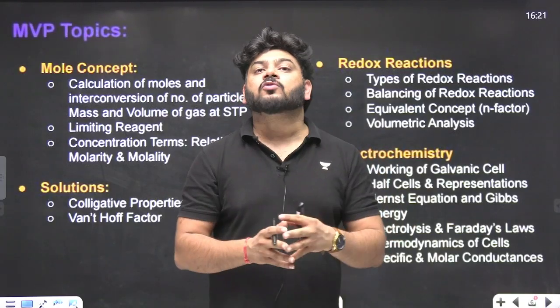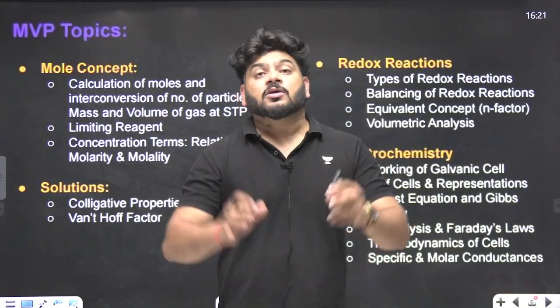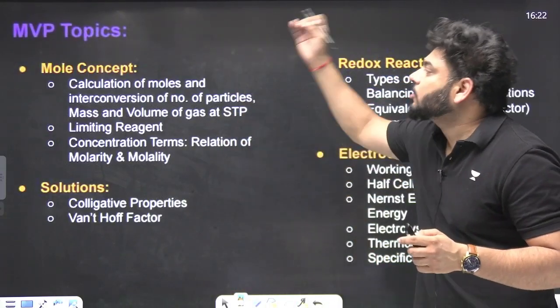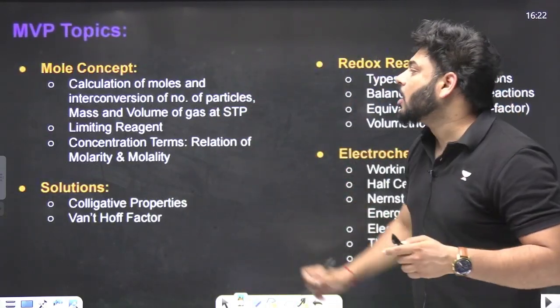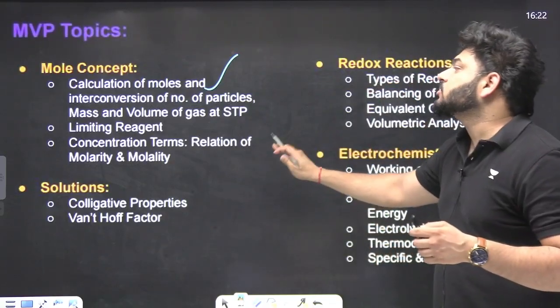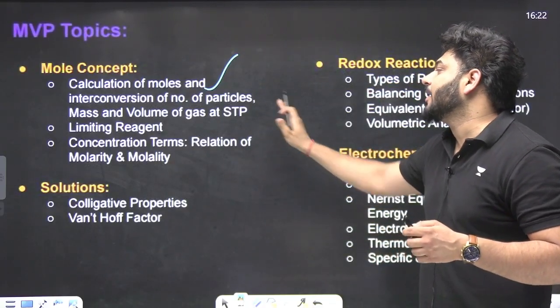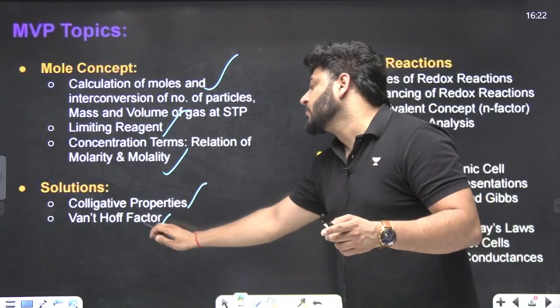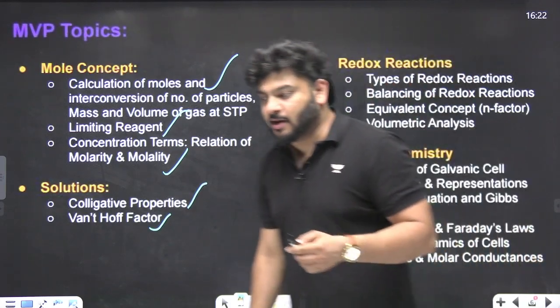So if you do not have too much time and you want to save your time, cover these topics specifically, because these are the ones from which questions will definitely come. Without any doubt: calculation of number of moles, interconversion of particle, mass, and volume at STP, limiting reagent, concentration terms. Solution: we have colligative properties and Van't Hoff factor, from which questions may come.